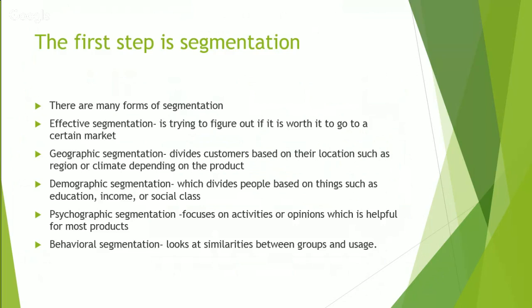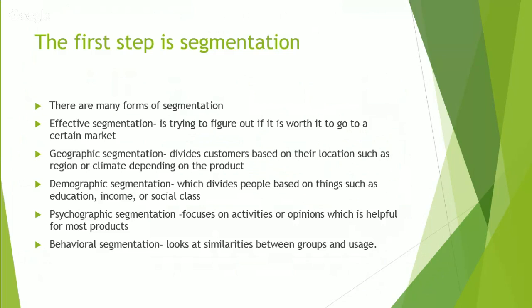There is also geographic segmentation, which divides customers based on their location, such as region or climate, depending on the product. An example of this would be putting a snowmobile dealership in Florida. This wouldn't make sense due to our climate. We don't have snow.